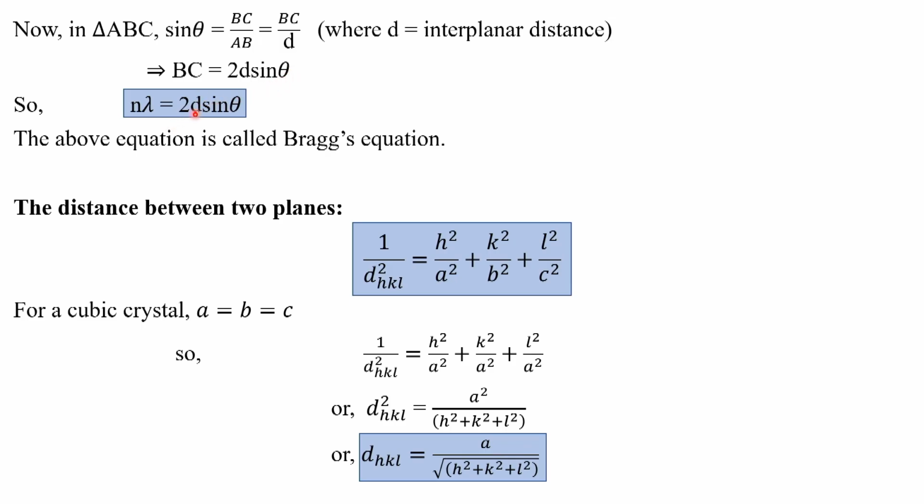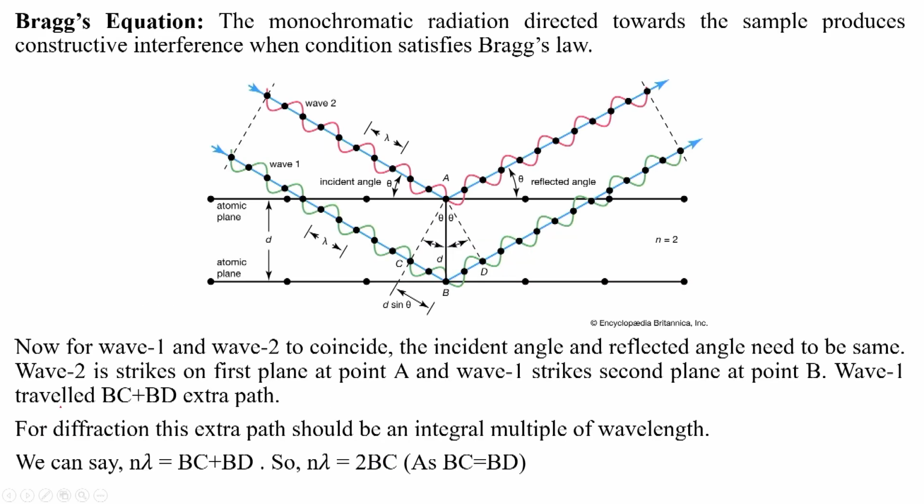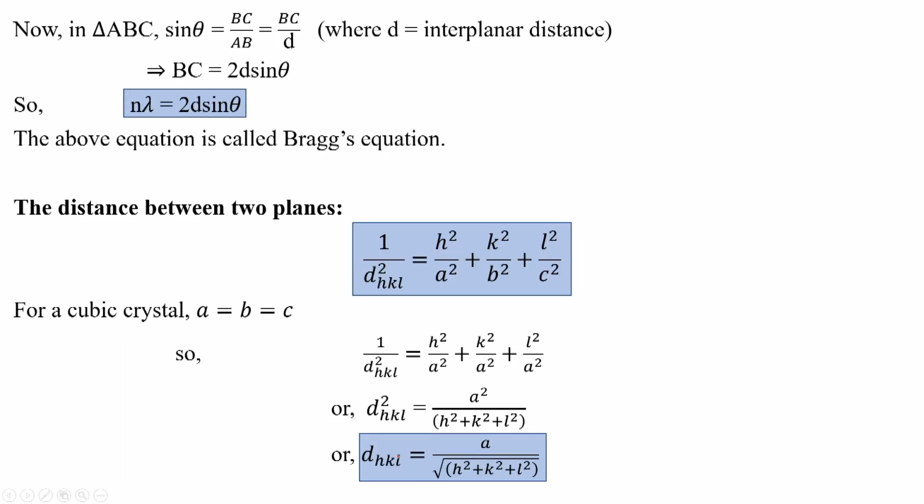Okay, or we can write n lambda equals 2d sin theta. So BC will be d sin theta here. If we consider this one, n lambda is 2 BC. So BC will be here only d sin theta, and then BC plus BD is nothing but 2 BC.